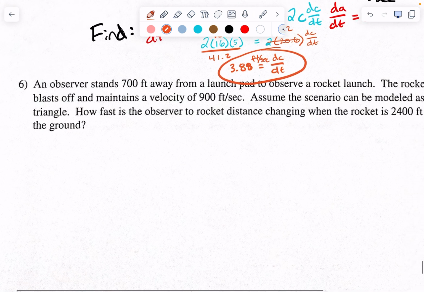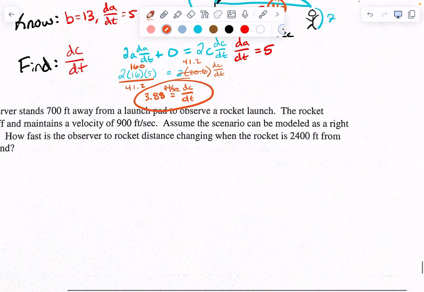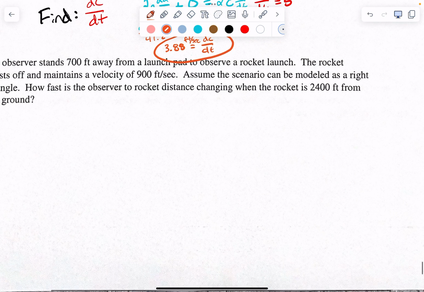Last one. An observer stands 700 feet away from a launch pad as the rocket is being launched. I'm going to do the same picture as what we had yesterday.